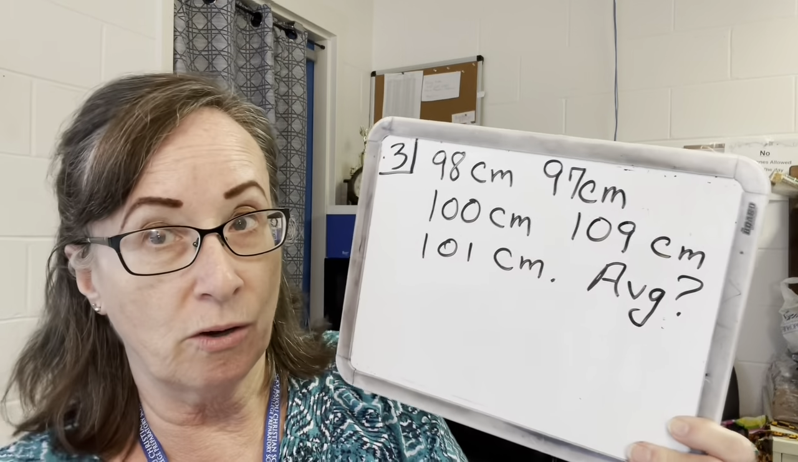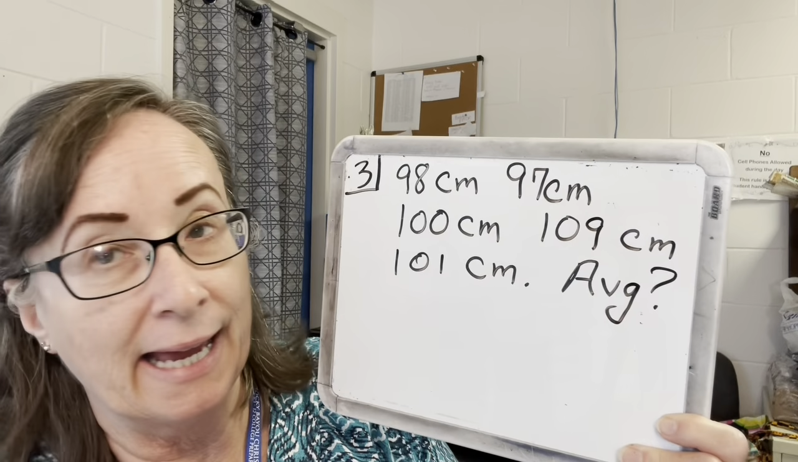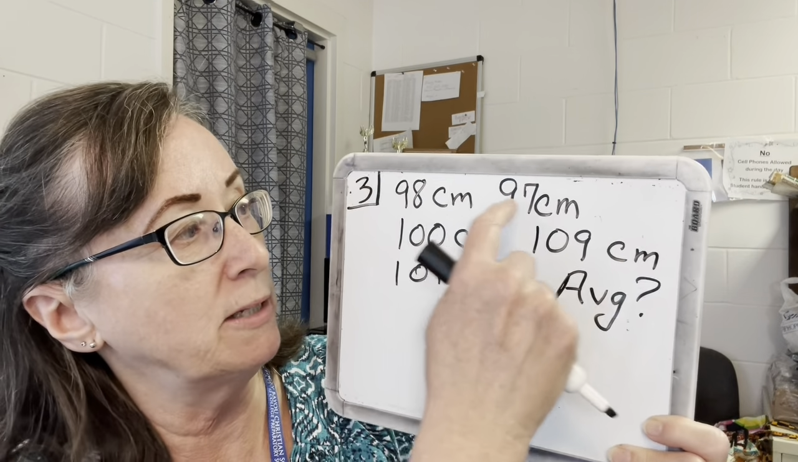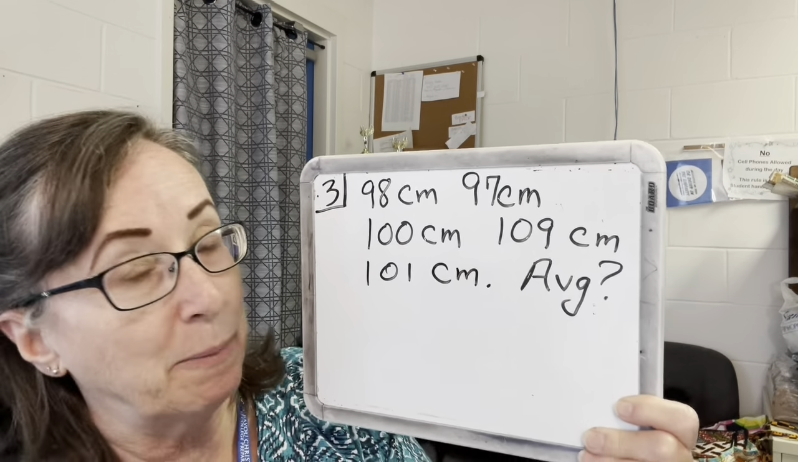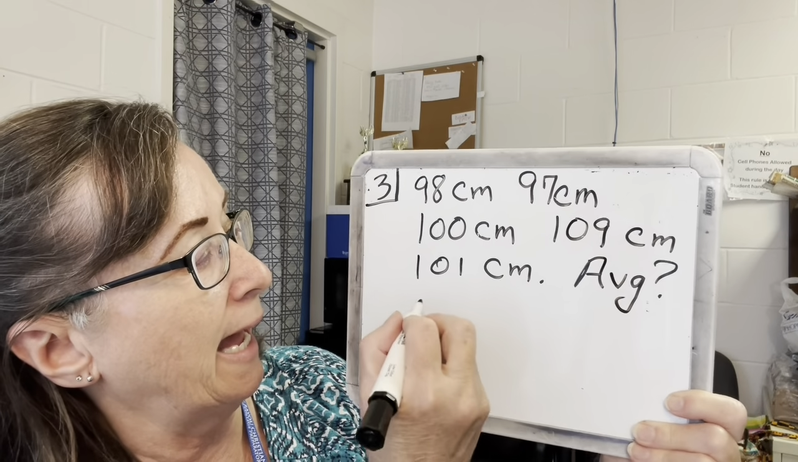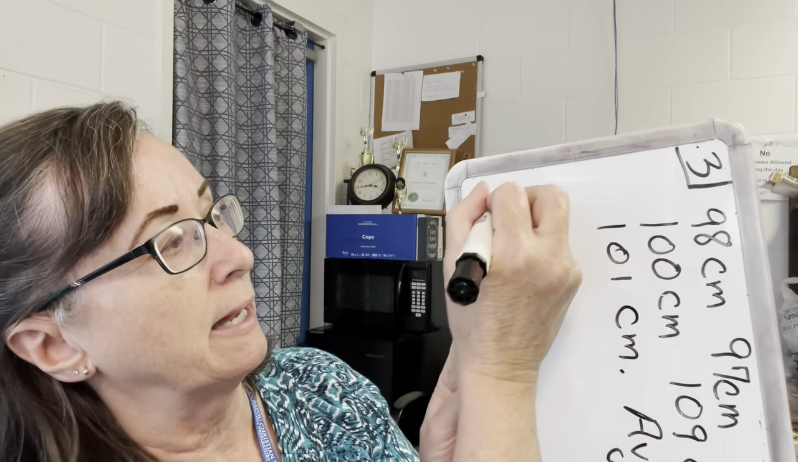Okay, so average height, I need to add these all up and get a sum, and then I'm going to divide the sum by 1, 2, 3, 4, 5. So I add them all up and divide by how many I have, which is 5. So we're going to add 98. I'm going to do it this way.